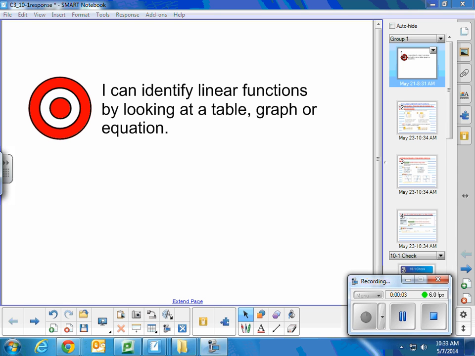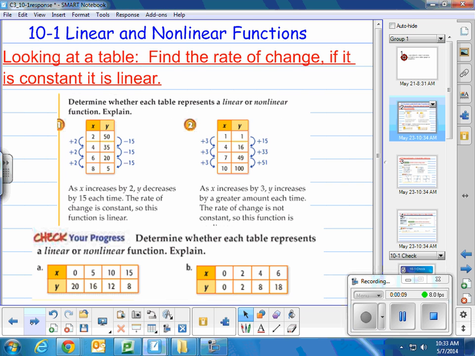In Lesson 10.1, we are going to identify linear functions by looking at a table, graph, or an equation. Don't forget to pause the video if at any time it is going too fast.